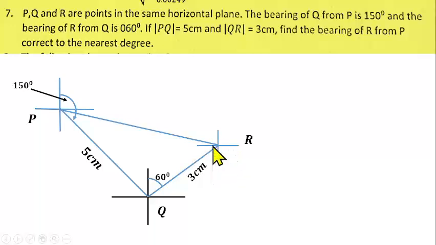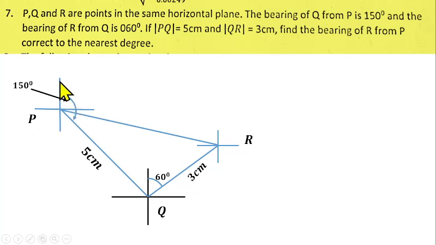The bearing of this R from this P here. Bearing of R from P. Then we are looking for the angle that this R makes from P. So where is this angle? Bearing means angle initially. So we are looking for the angle R makes from P.